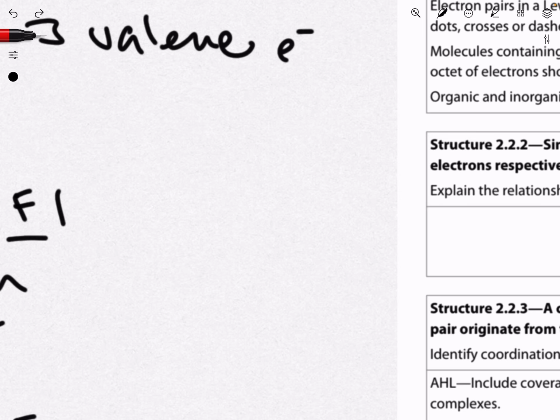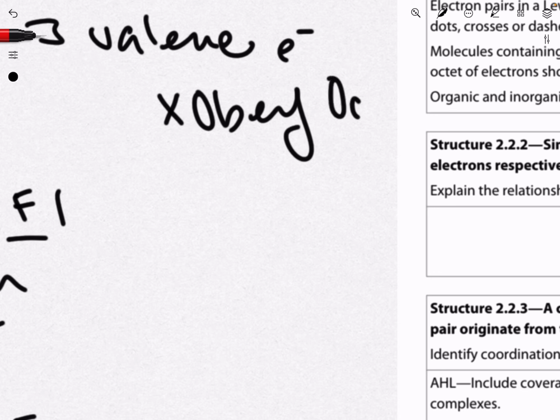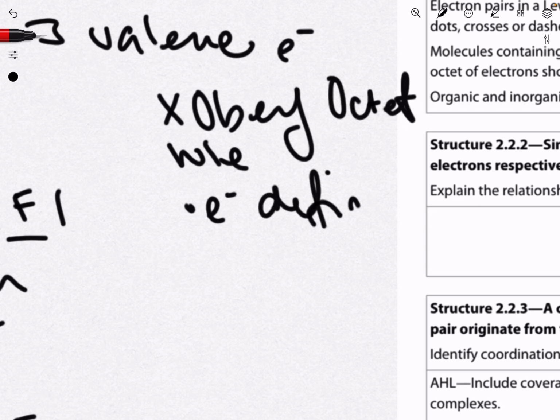These structures which do not obey the octet rule are called electron deficient. And these, more often than not, are toxic.